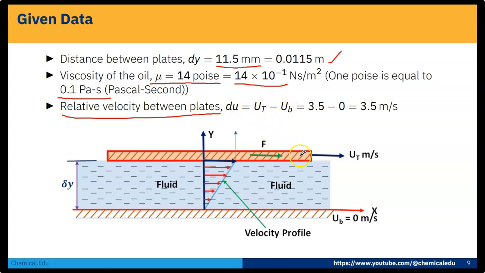Relative velocity between plates, du, is ut minus ub. So ut is the upper plate velocity, ub is the bottom plate velocity, and that is 0 because that plate is fixed. So du will be 3.5 minus 0, which is equal to 3.5 meter per second. So that is the relative velocity du.